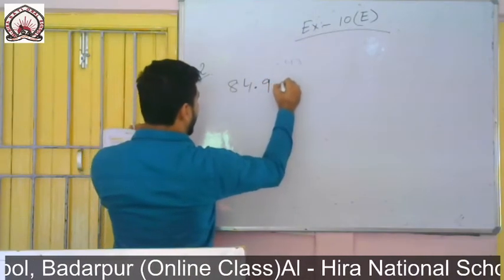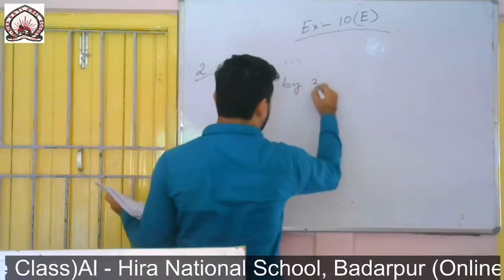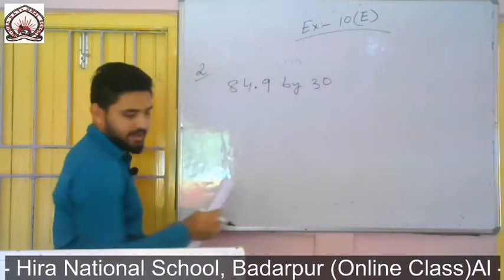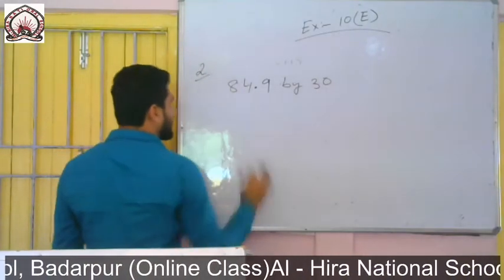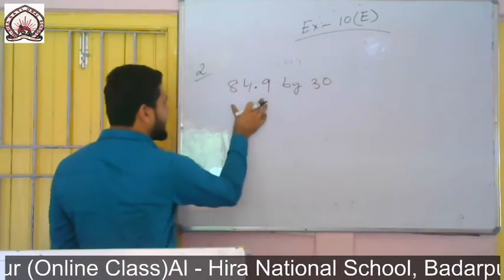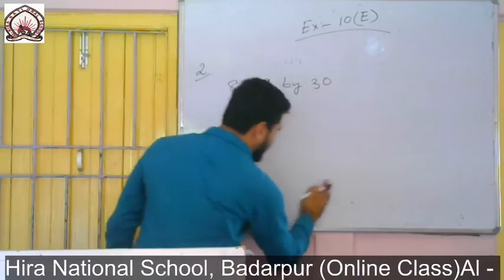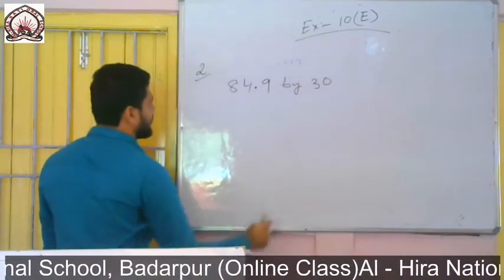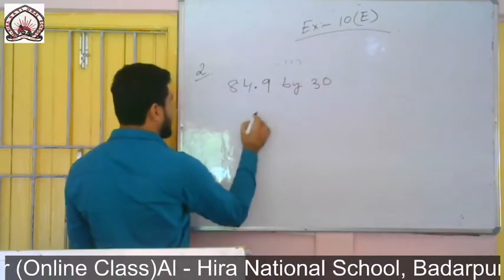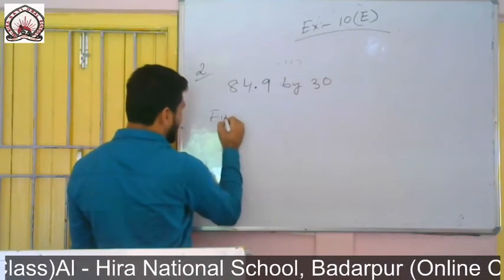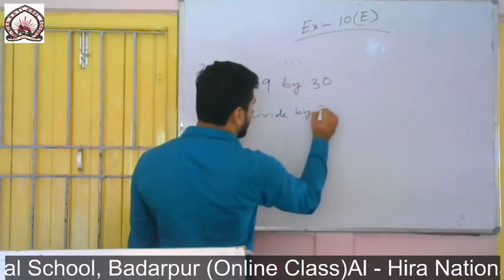84.9 by 30. Okay, here you see, you can do one thing, you don't divide directly by 30, you can divide by 3. After that you will put 0. Okay, you see how? First you divide by 3.